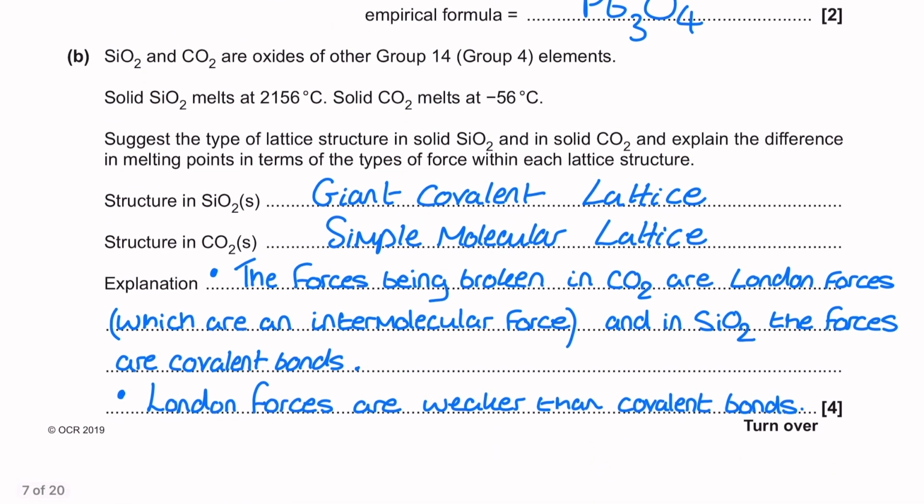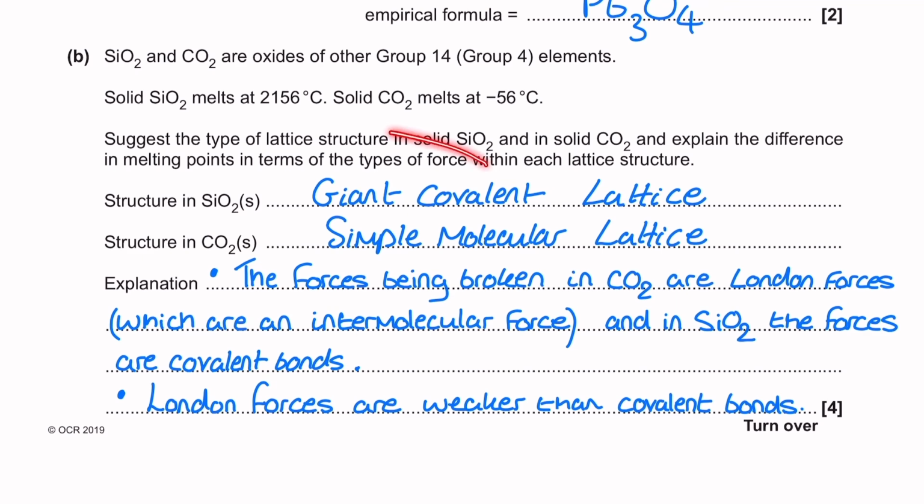Next up, silicon dioxide and carbon dioxide are oxides of other group 14, group 4 elements. Solid SiO2 melts at 2156 degrees C, and solid CO2 melts at -56. Suggest the type of lattice structures in the solid SiO2 and in the solid CO2, and explain the difference in the melting points in terms of the type of force within each lattice structure.